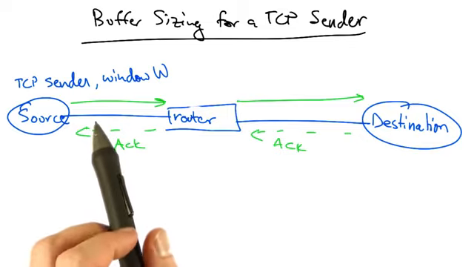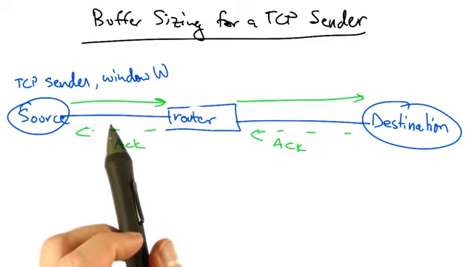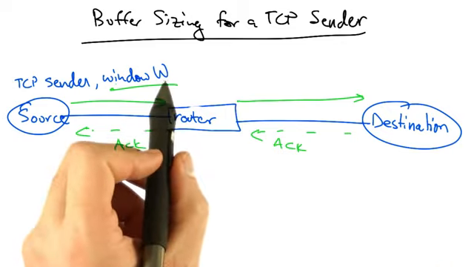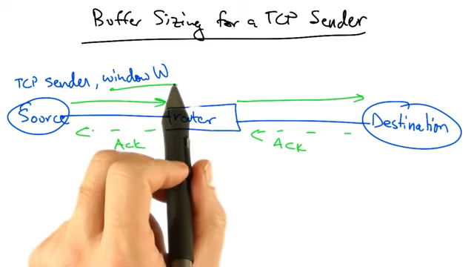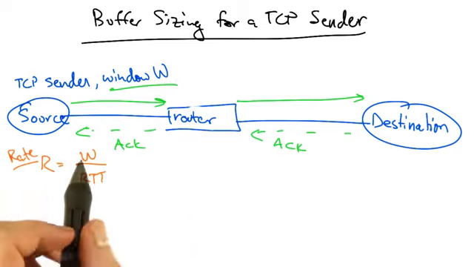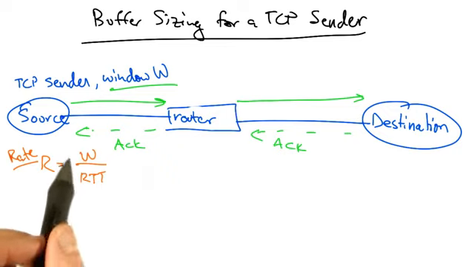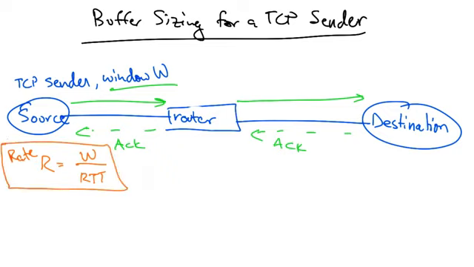Let's suppose that we have a TCP sender that's sending packets where the sending rate is controlled by the window W and it's receiving ACKs. Now, at any time, if the window is W, only W unacknowledged packets may be outstanding. So the sender's sending rate, R, is simply the TCP window W divided by the round-trip time of the path. So the rate is W over RTT.